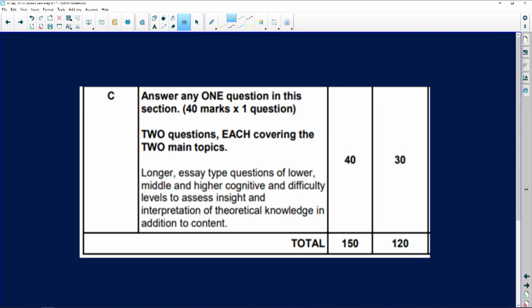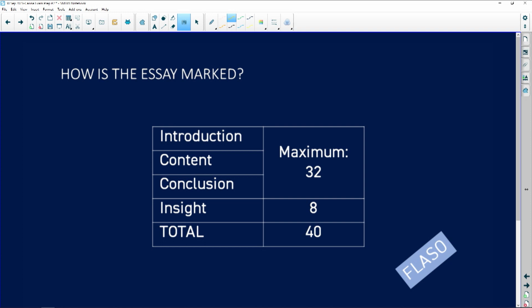Section C is your essay question, the ever popular and dreaded essay question. It counts for 40 marks, as you are probably aware, and I want you to be mindful that you need to be able to write this essay in half an hour. So let's talk a little bit more about this essay, about how it is marked, so that you can know how you should be answering it.